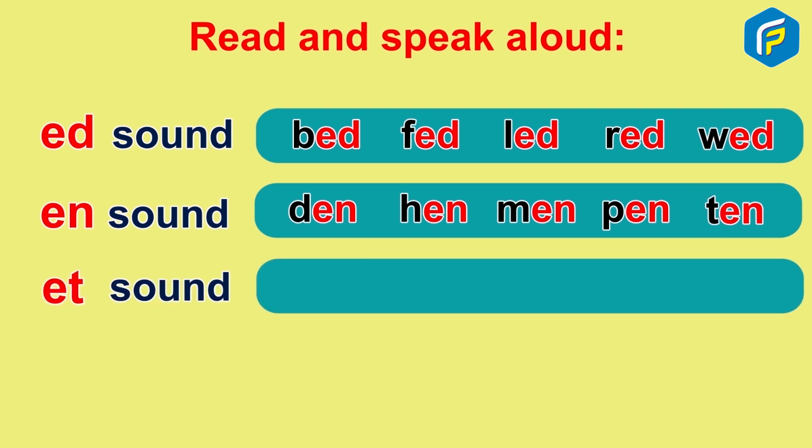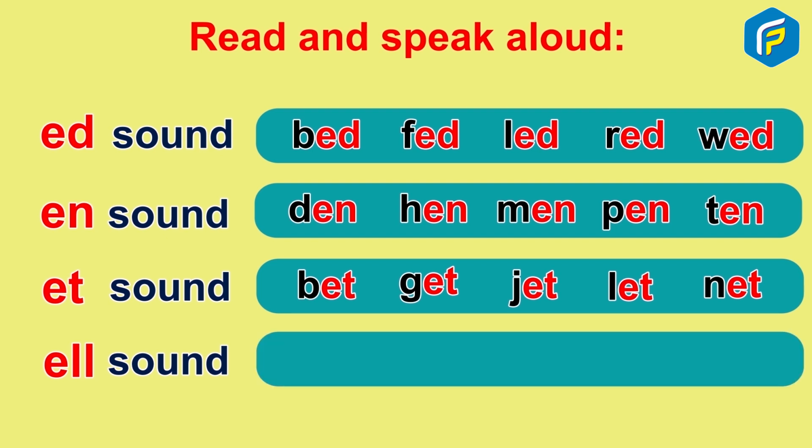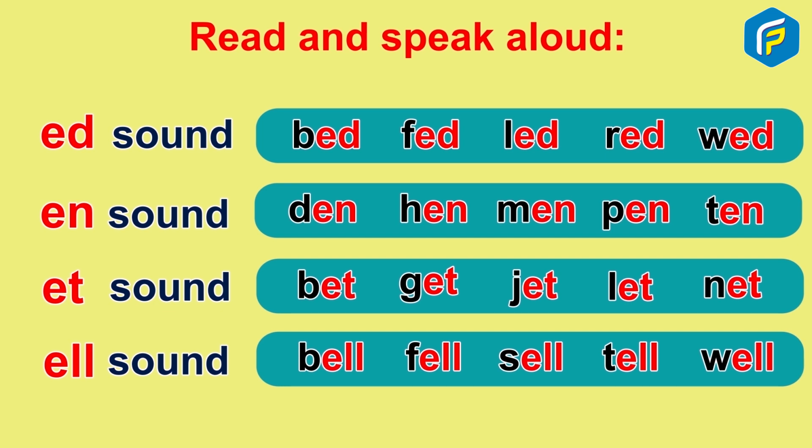Et sound. B, E, T, bet. G, E, T, get. J, E, T, jet. L, E, T, let. N, E, T, net. L sound. B, E, L, L, bell. F, E, L, L, fell. S, E, L, L, sell. T, E, L, L, tell. W, E, L, L, well.